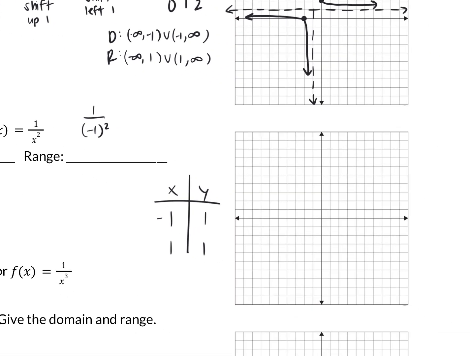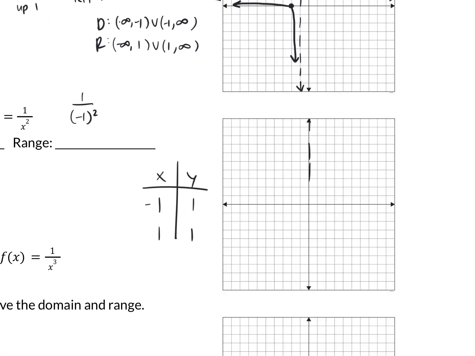Okay, so on our graph, let's go ahead and draw our dashed lines for our asymptotes and plot our 2 points: -1, 1, and 1, 1. And then go ahead and sketch your end behavior. You know you're going close to the y-axis and close to the x-axis.